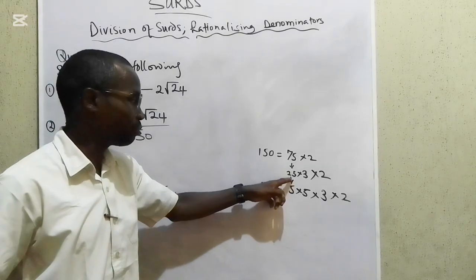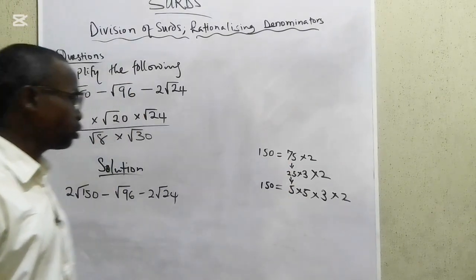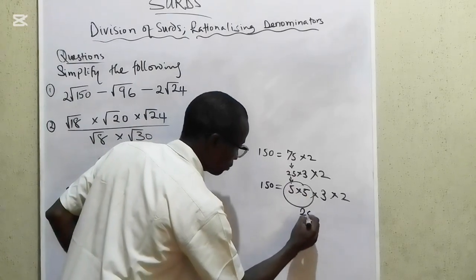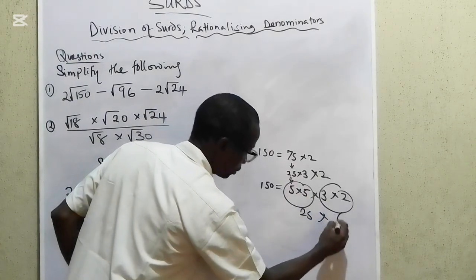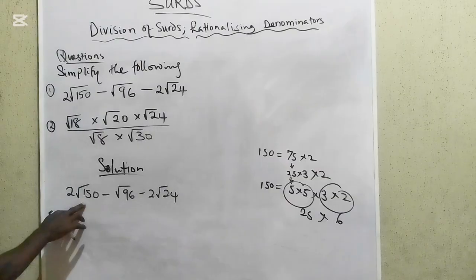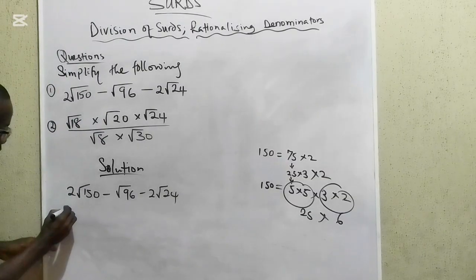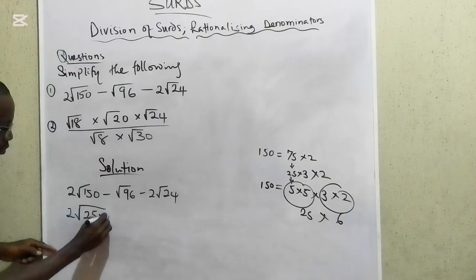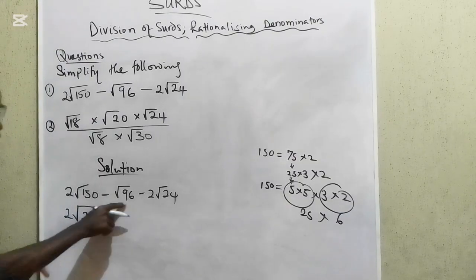So 3 times 25 will give you 75 times 2. So that means this is essentially 25 times 6. So 150 is the same thing as 25 times 6. So what we have is 2 into bracket 25 times 6. Then let's go on. The next one, 96.